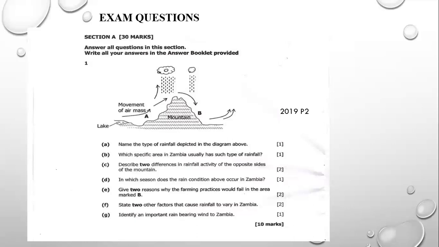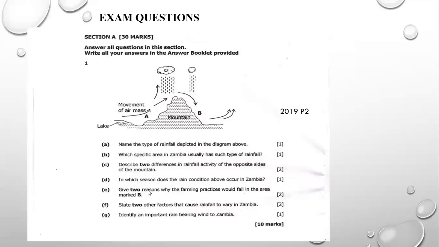The other reason is distance from the sea, or let's say distance from the ocean. Zambia is a landlocked country. It is surrounded by land masses. So since it is far from the ocean, you discover that the rainfall that it receives is not as much as it would when closer to the ocean.